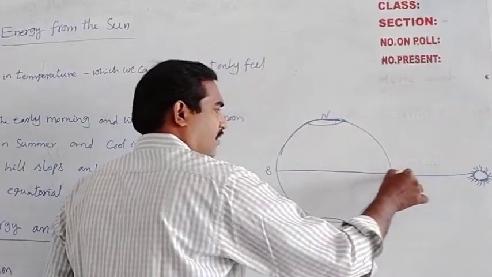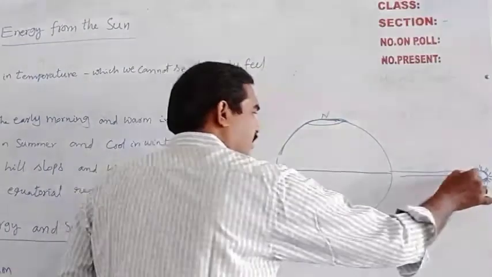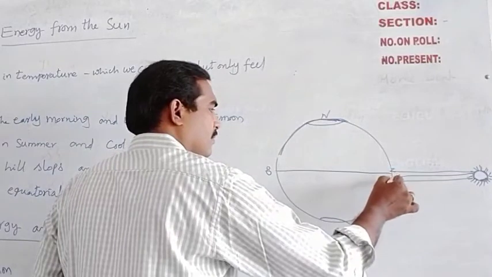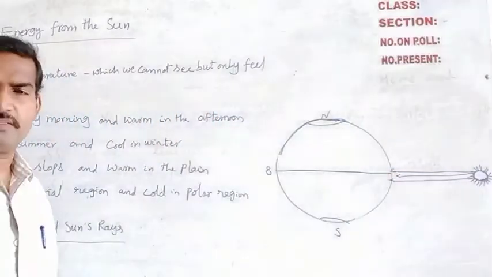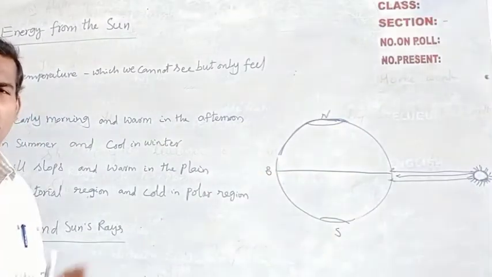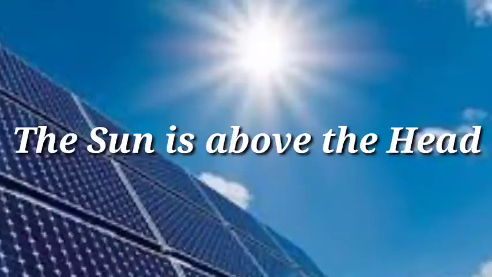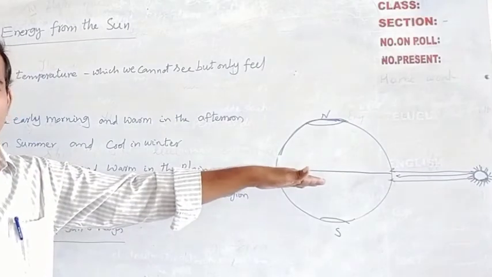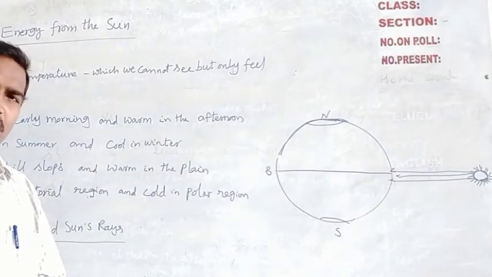Sun rays fall directly on the equatorial region. Mostly hot weather conditions. The sun is always on the head. The rays fall not slantingly but directly, meaning at a 90 degree angle. So here the angle of incidence is more. When the angle of incidence is more, the temperature is also more.